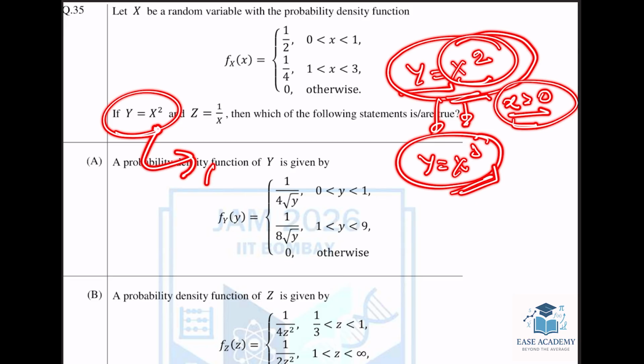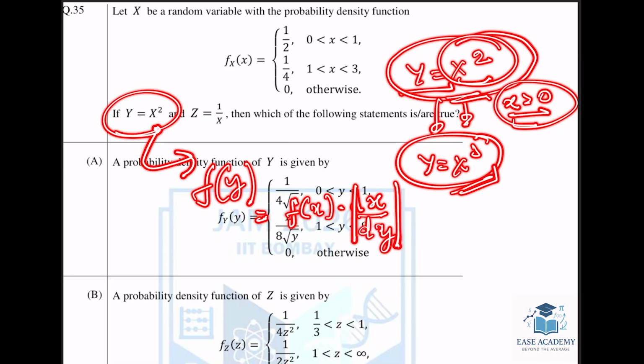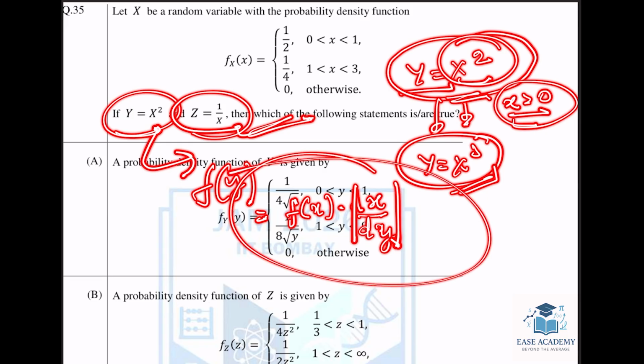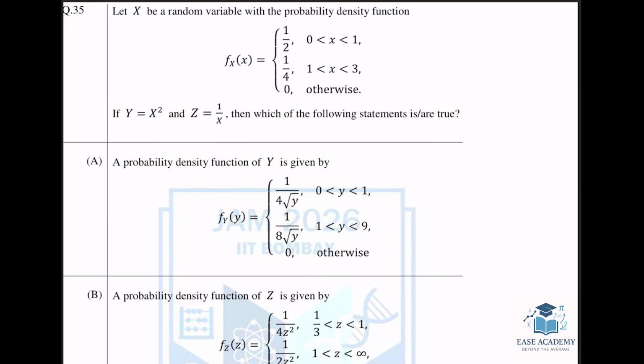So we can easily find the PDF of Y, or the distribution of Y, as f_X into the mod of the Jacobian, that is dx by dy. Similarly, Z is equal to 1 by X is also a 1-1 transformation. So let us find it through this formula, that is f_Y is equal to f_X into dx by dy.